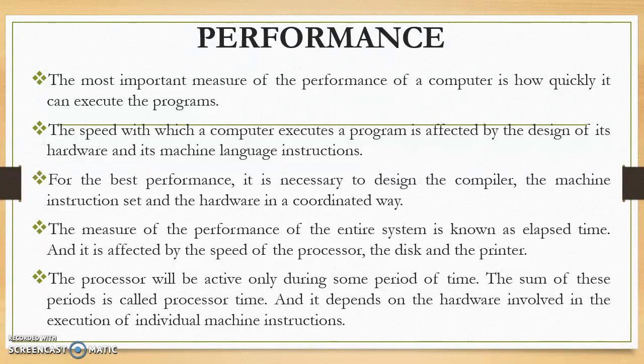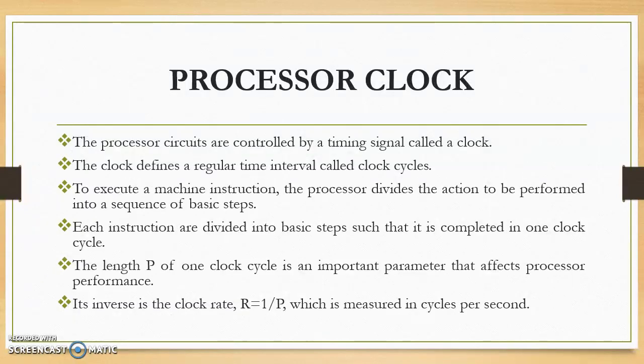The measurement of performance of an entire system is known as elapsed time, and it is affected by the speed of the processor, the disk and the printer. Similarly, we have processor time, which is the sum of the periods during which the processor is active, and it depends on the hardware involved in the execution of individual machine instructions.